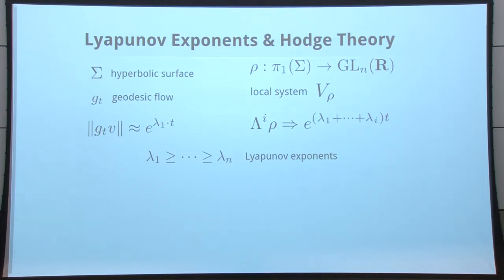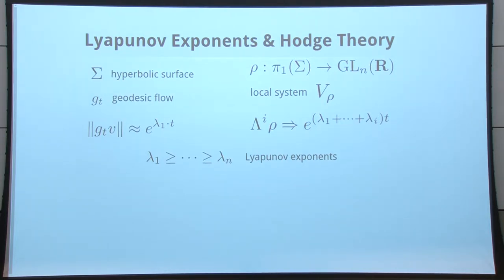So for example, if your image is in a compact subgroup of GL_n, then your vector is never going to grow. If you preserve some norm, every time you apply a matrix, you're not changing the norm. So it could be that all of these numbers are 0, so your vector isn't really growing. But that's not the situation we'll be interested in this talk. OK, so this is what Lyapunov exponents are. So what is a typical source of representations of the fundamental group into a matrix space?